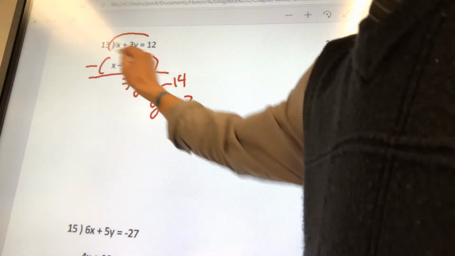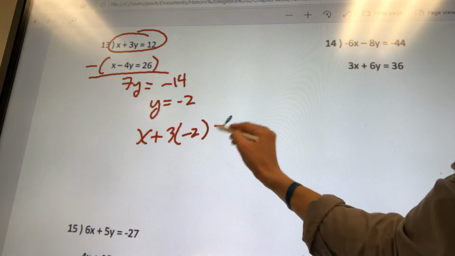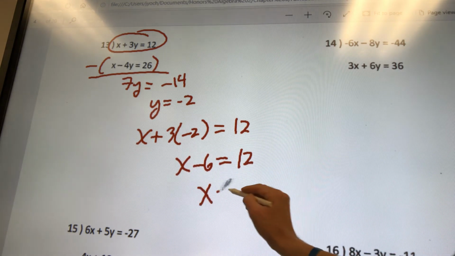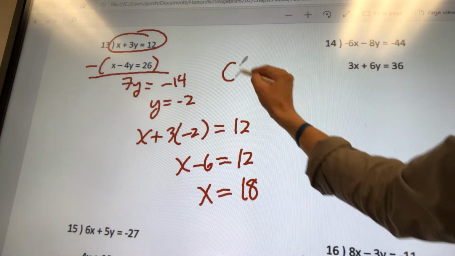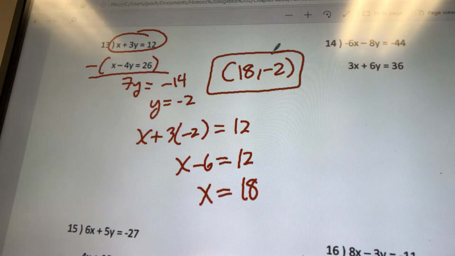So I'm going to use maybe this top one. X plus 3 times a negative 2 is 12. X minus 6 is 12. Add 6 to both sides. X is 18. 18, negative 2. All right, 18, negative 2. So you can get some big answers.